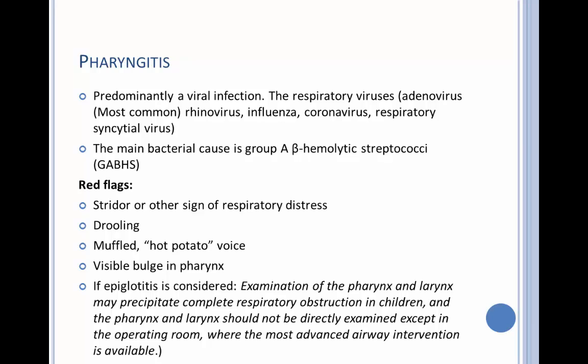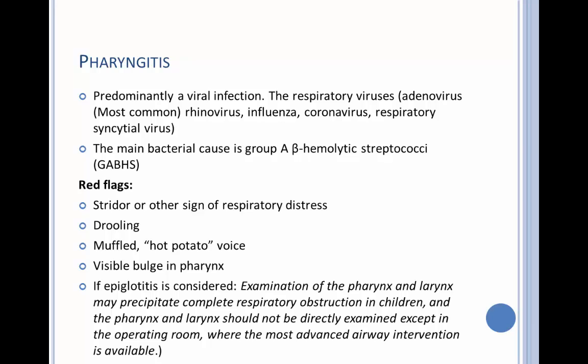The main bacterial cause is group A beta hemolytic streptococci, and this is the one you have to be attentive to because of the common consequences of myocarditis, cardiomyopathies, and even glomerulonephritis. It's a very high concern. Other causes could be diphtheria, which we're going to discuss here today.